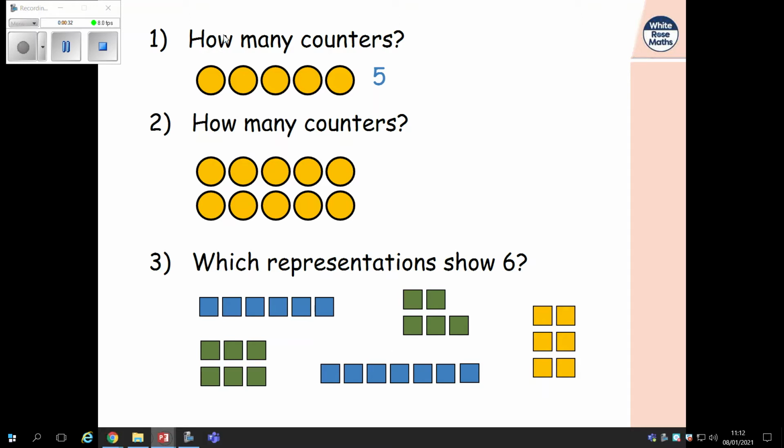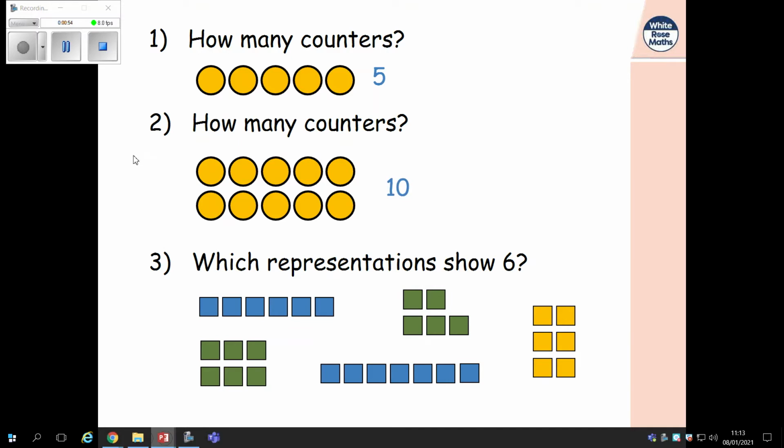Now moving on to number 2, how many counters are there? So as we already know, there were 5 at the top. So now we can see that there are still the same rows. So there are 2 rows of 5. So 5 add 5 equals 10. You could also use your doubles. So obviously 5 add 5 is also 10 as well. So hopefully use your number bond knowledge there.